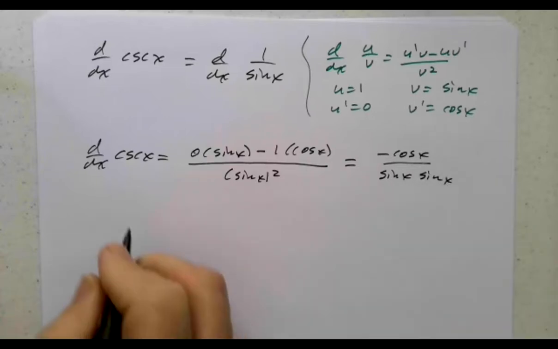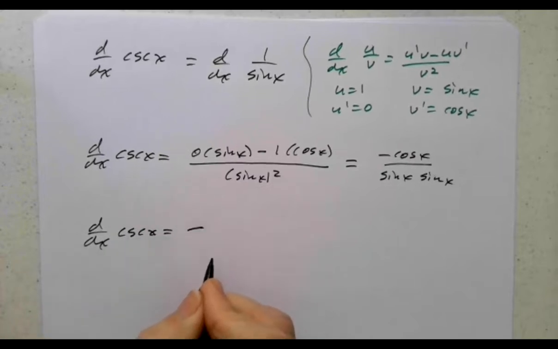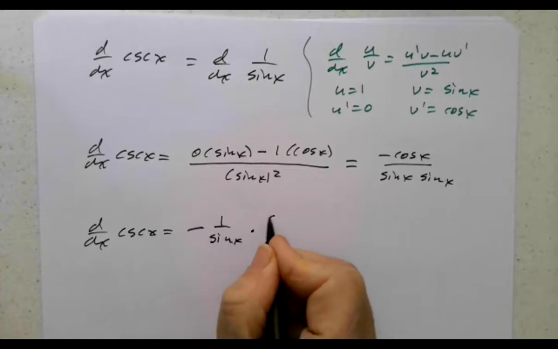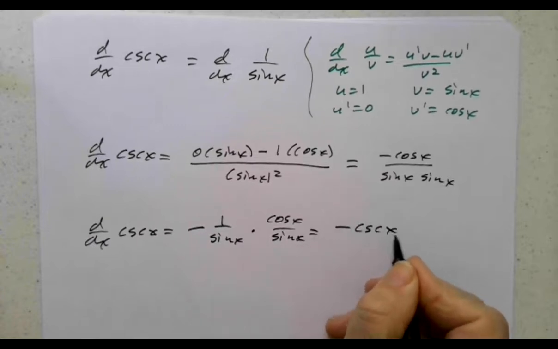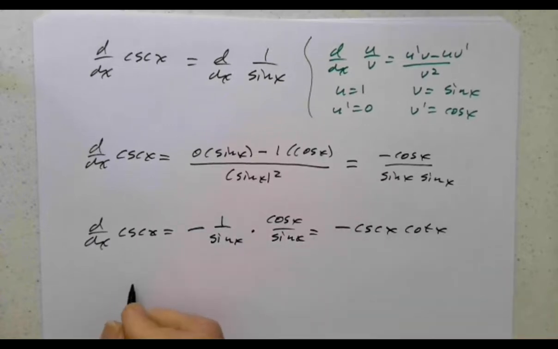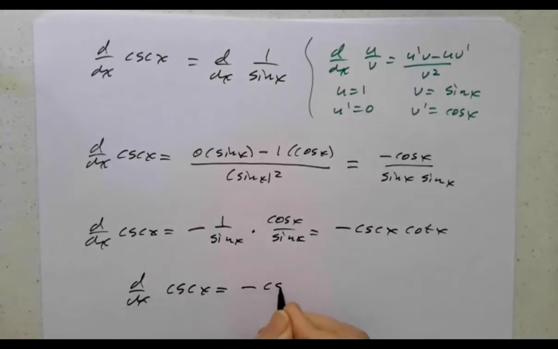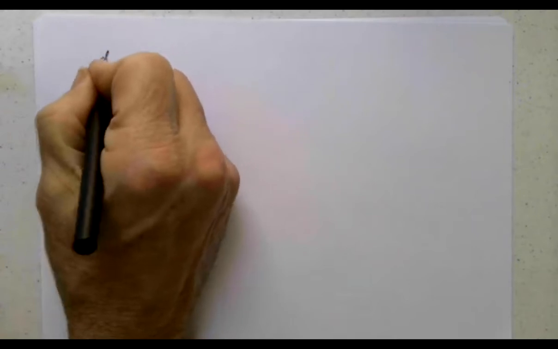Now, how do we usually memorize this? Negative, and then 1 over sine x, and then cos x over sine x, which is negative cosecant x cotangent x. So that's our derivative with respect to x of cosecant x. So 6 facts to begin to memorize, 6 facts to add to your list. So let's conclude with those. The derivatives of all 6 trig functions.